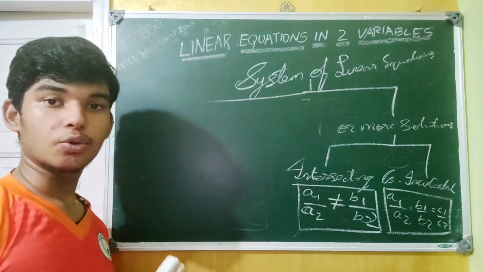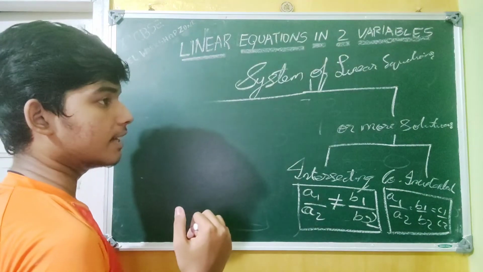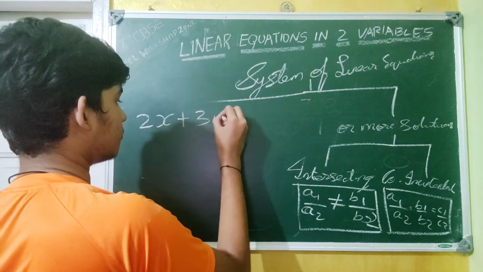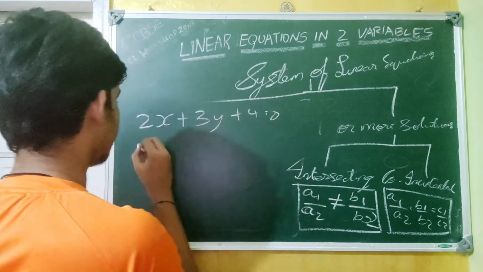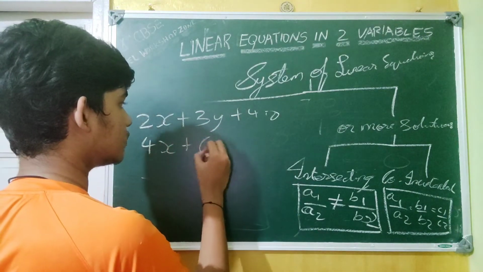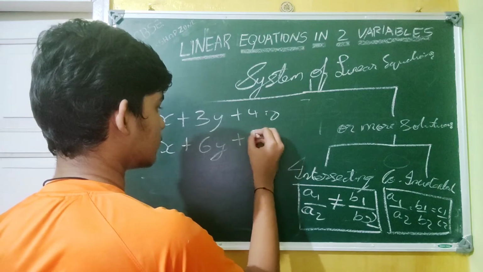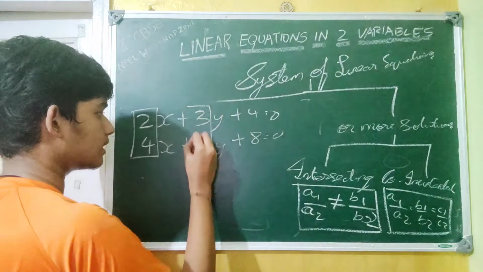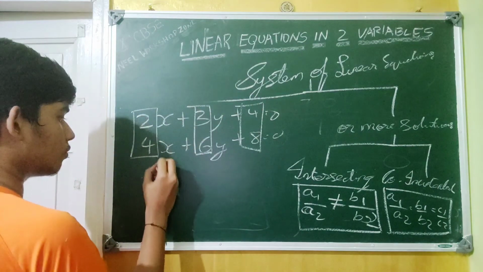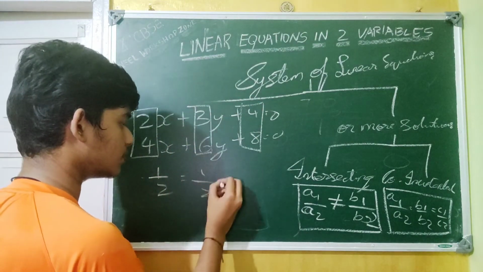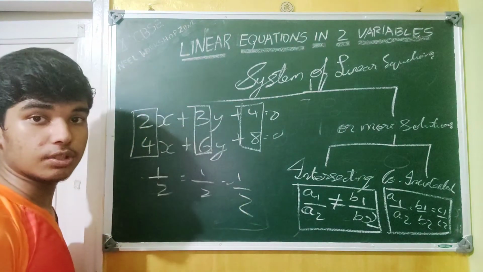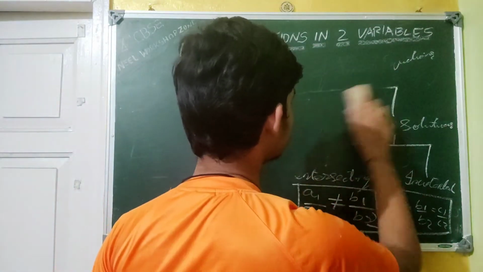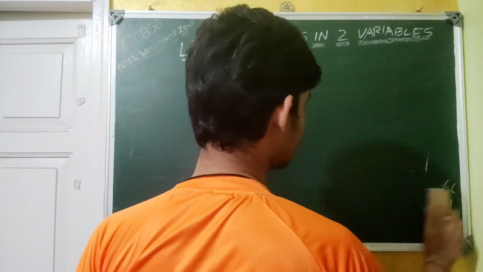On the other hand, coincidental are the lines where all of them are equal. So for example, 2x plus 3y plus 4 is equal to 0, and 4x plus 6y plus 8 is equal to 0. So when you divide them, you take the a values, the b values and the c values, we get 1 by 2 is equal to 1 by 2 is equal to 1 by 2, and therefore they are coincidental. So yeah, that is about how you can find out the nature of linear equations in two variables.